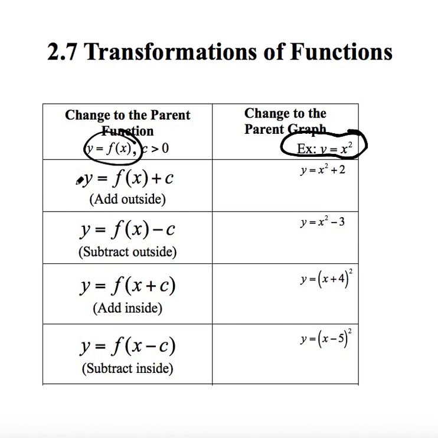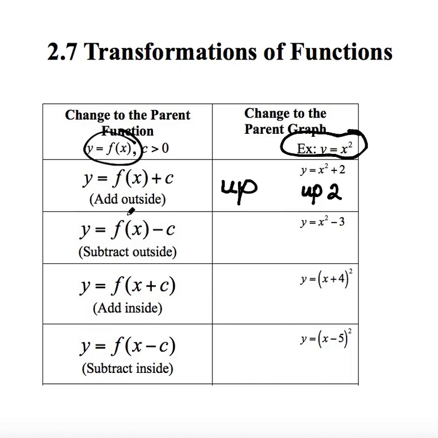Now, y equals f of x plus c. So I'm adding a constant. That plus c means I'm adding a constant outside of the function. Our example is y equals x squared plus 2. So x squared is my parent function, and I'm adding 2 on the outside. When you add on the outside, you are shifting your graph up. So this example in particular, y equals x squared plus 2, is a shift vertically up 2.